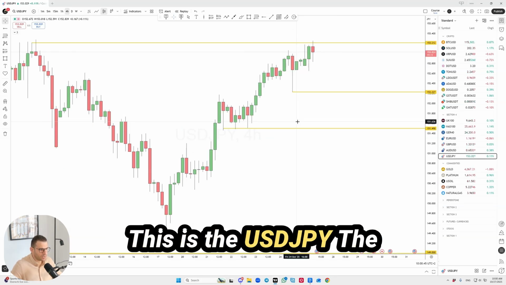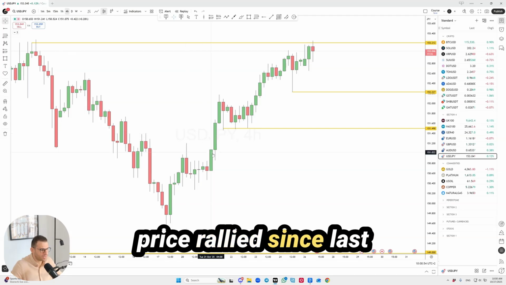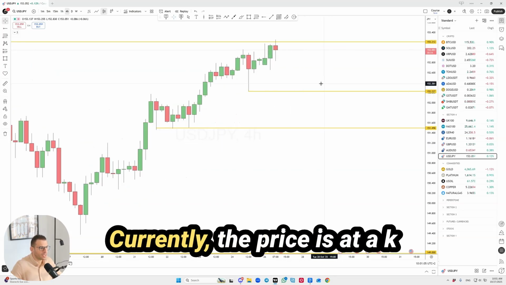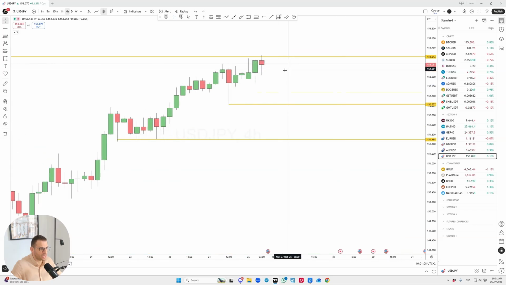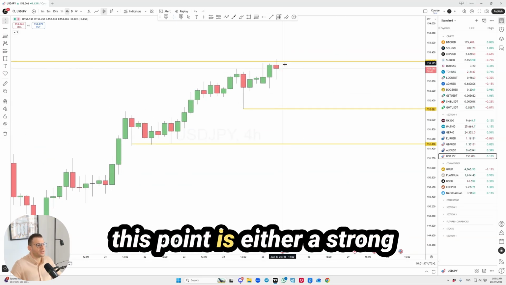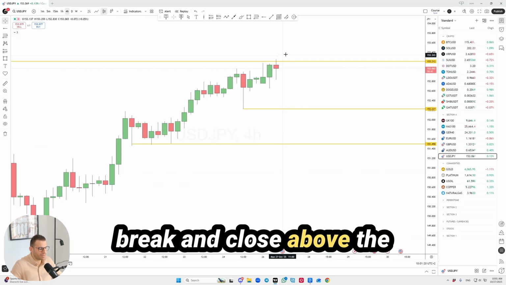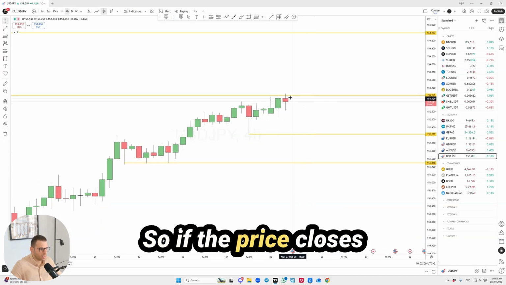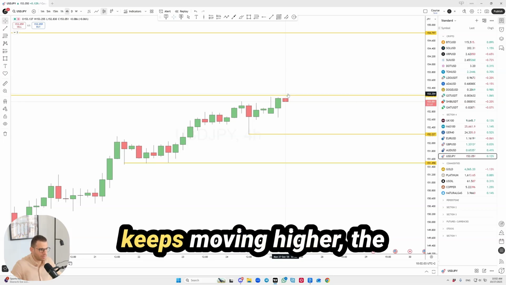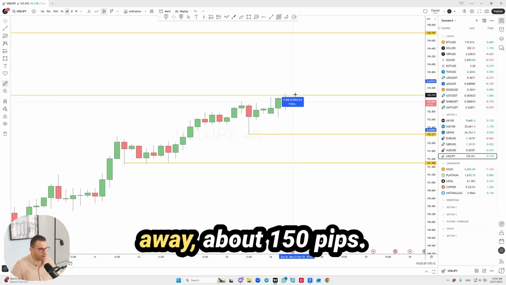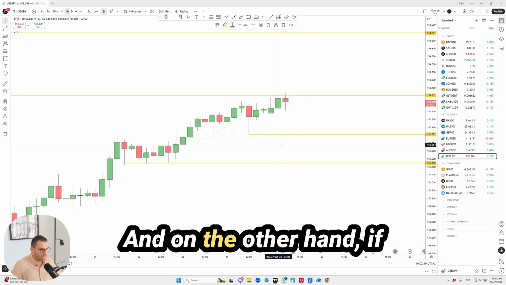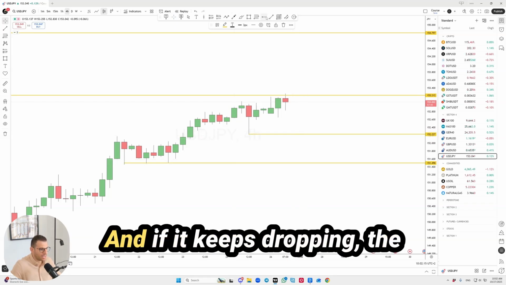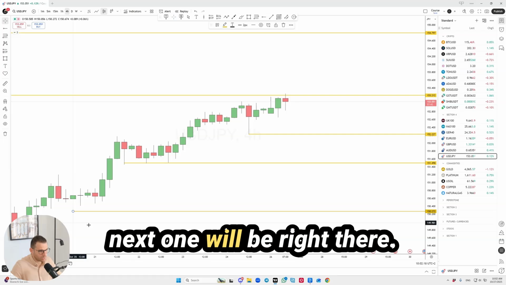This is the US dollar versus the Japanese yen. The price rallied since last Monday in a bullish run. Buyers dominated this market. Currently, the price is at the key level of resistance. What we want to see from this point is either a strong break and close above the resistance, or a rejection and a close below the support. So if the price closes above this resistance and keeps moving higher, the next resistance area is far away, about 150 pips. And on the other hand, if the price closes below this support, the next key level of support will be this one here. And if it keeps dropping, the next one will be right there.